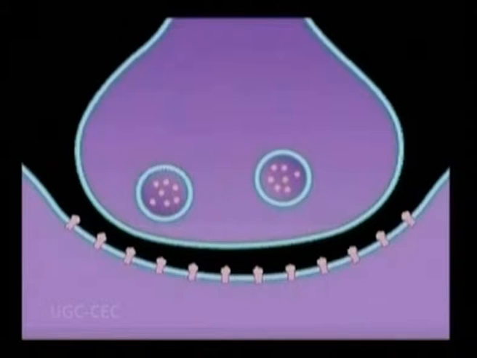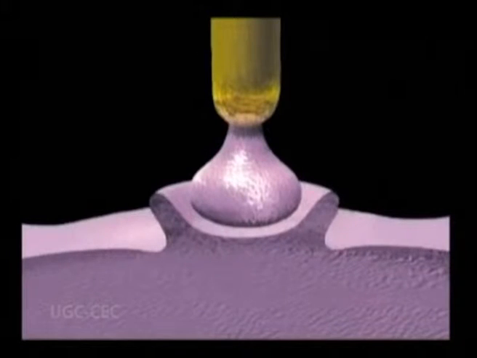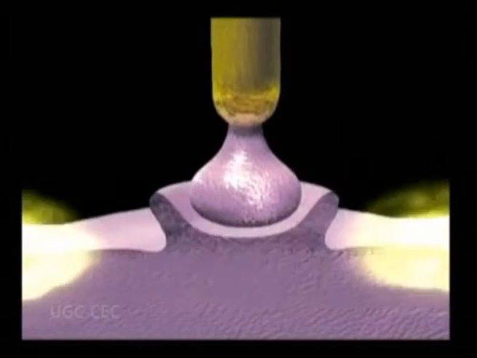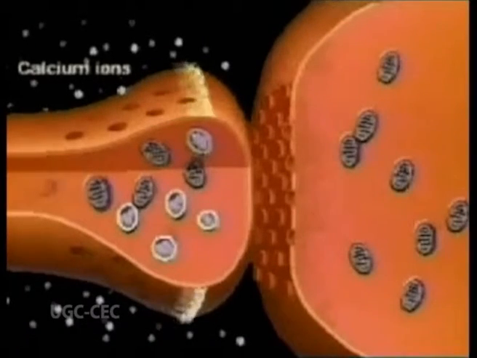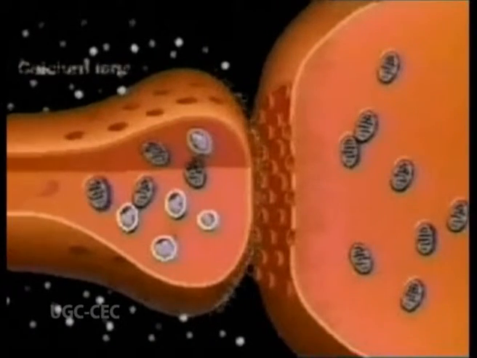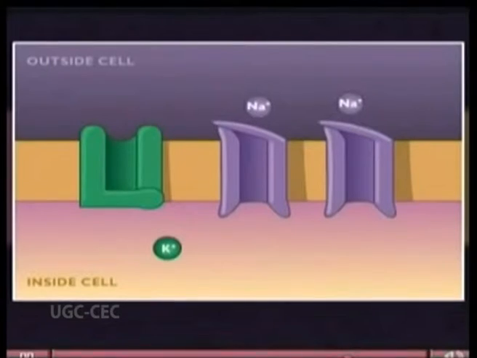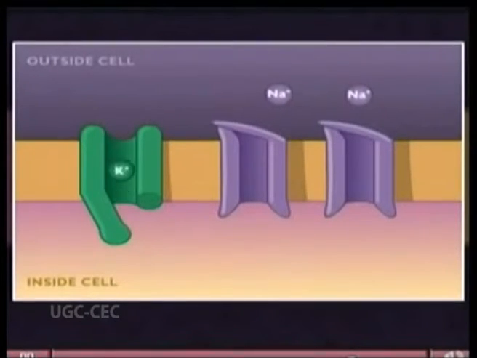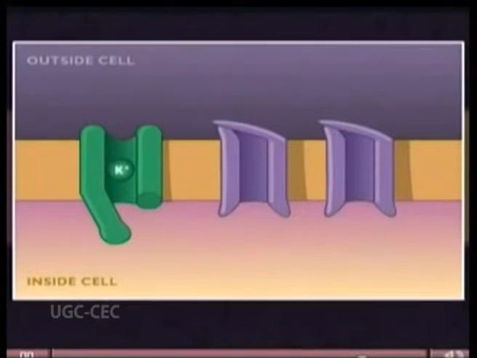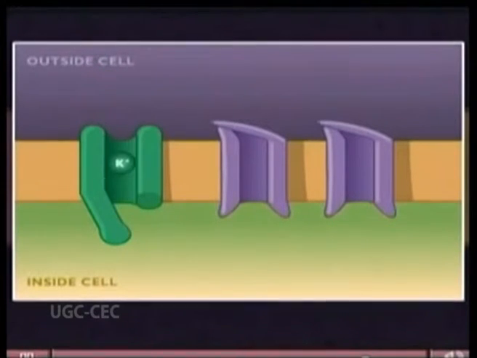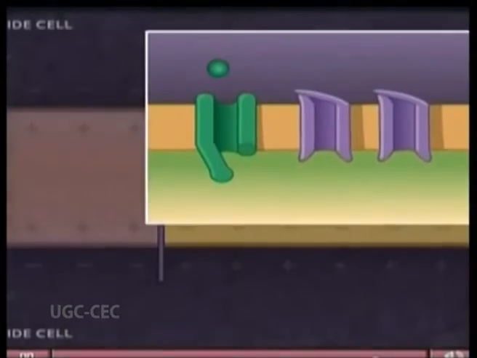IPSPs often result from the opening of ligand gated chloride or potassium channels. When chloride channels open, a large number of chloride ions diffuse inward. When potassium channels open, a large number of potassium ions diffuse outwards. In both cases, the ionic flow causes the inside of the postsynaptic cell to become more negative, that is, hyperpolarized.